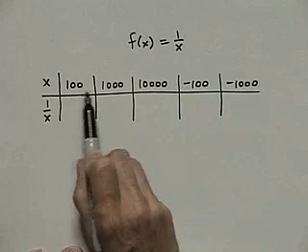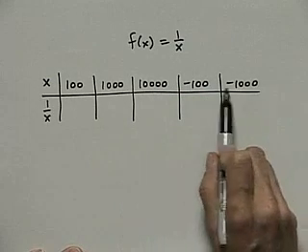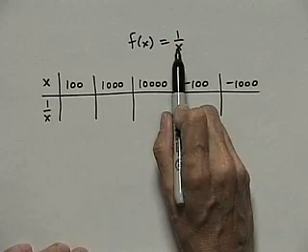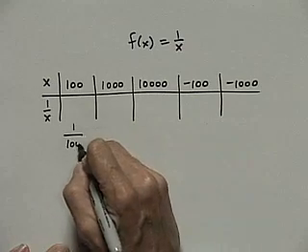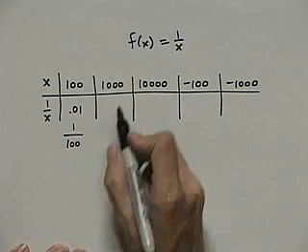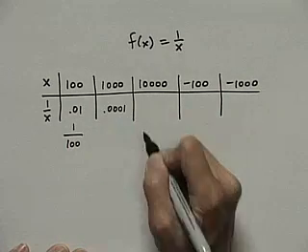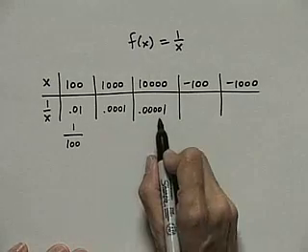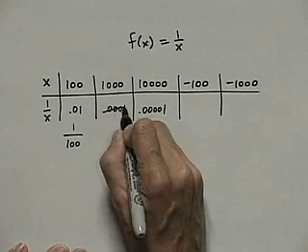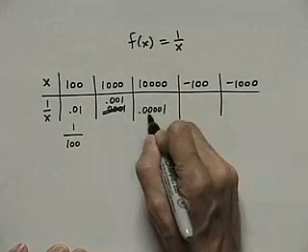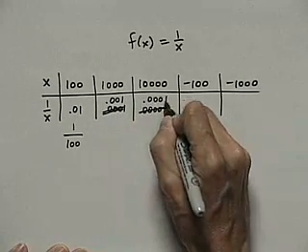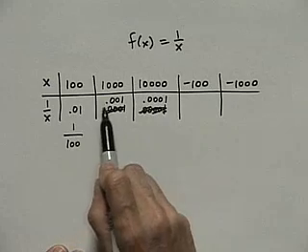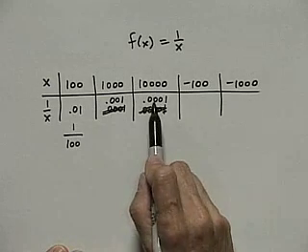So I've chosen some values of x that get large and a couple values of x that get small. Again, I'm going to put each value of x into the function. First, I'll find 1 over 100, which is 0.01. 1 over 1,000 is 0.001. 1 over 10,000 is 0.0001. And what I can say is that as x gets large, the function gets very small. We say the function approaches 0.